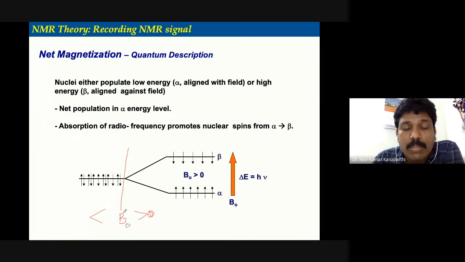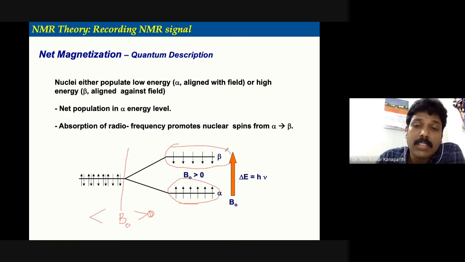Okay, so the moment B is greater than zero, the spins start splitting into two energy states. Depending upon the strength of the applied magnetic field, you will have a splitting gap, and the spins try to arrange between the two nuclear spin states. You can see here there are 6 spins occupying the alpha state, the lower nuclear spin state, and 5 spins occupying the higher nuclear spin energy state.